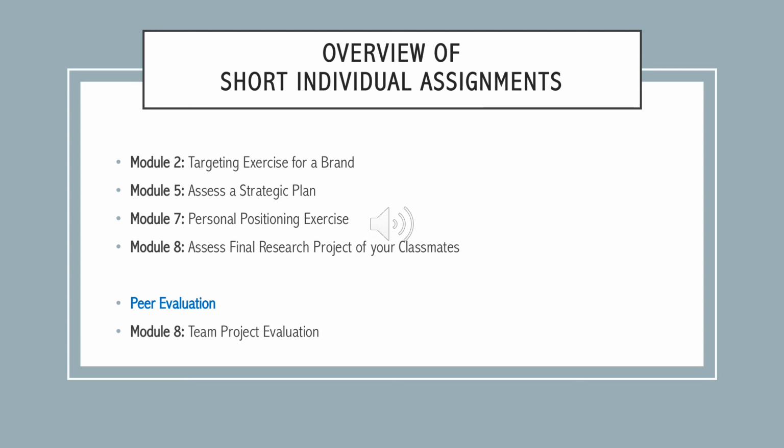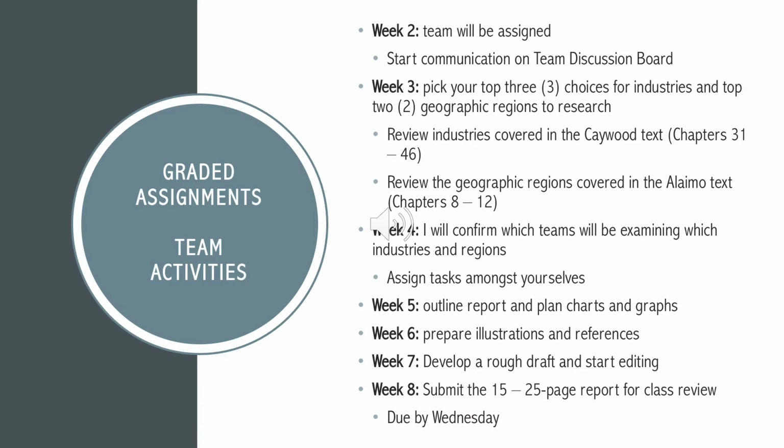So for your own team project, which you'll complete with your team members, you'll complete a peer evaluation for each member of your team. For your team activity, you will complete an industry research report on global strategic communication best practices. This will be a written report. In week 2, your team will be assigned, right? So immediately you want to start communication on your team discussion board. You need to be planning, brainstorming, and so forth.